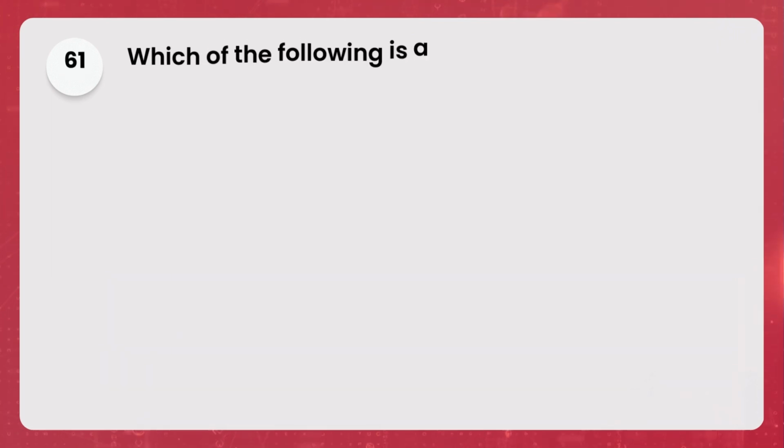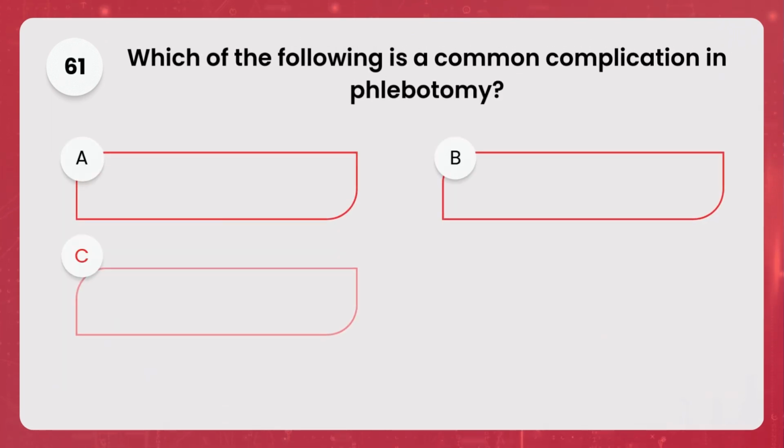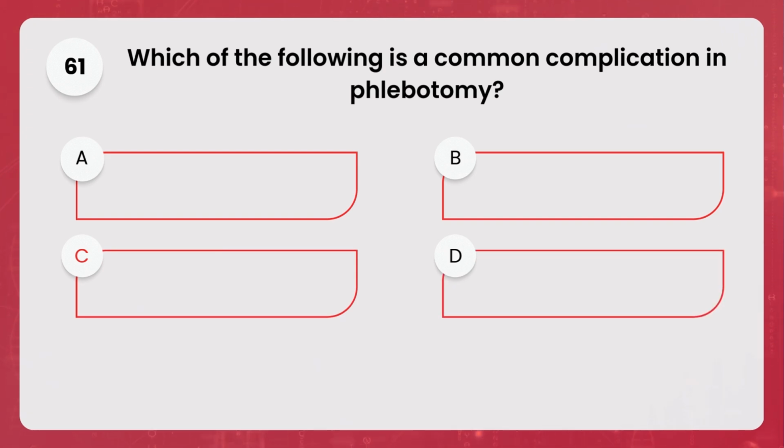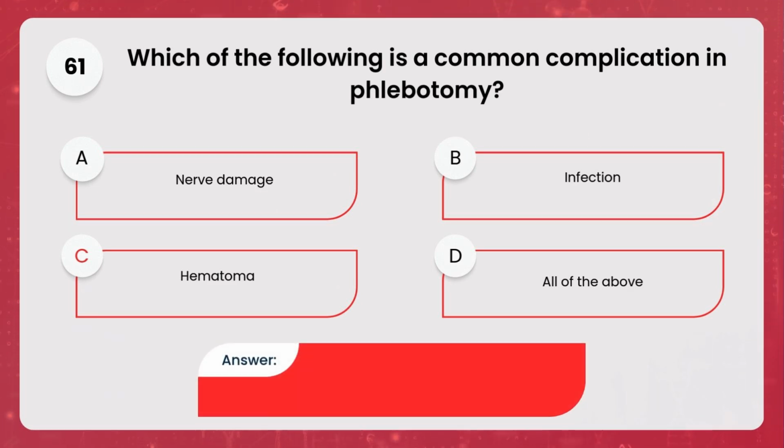Number 61. Which of the following is a common complication in phlebotomy? A. Nerve damage. B. Infection. C. Hematoma. Or D. All of the above. The answer is D. All of the above.